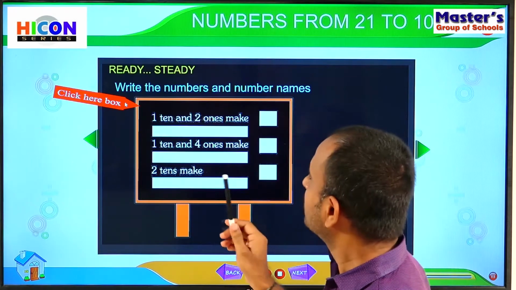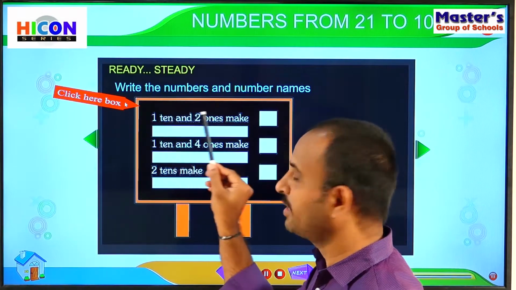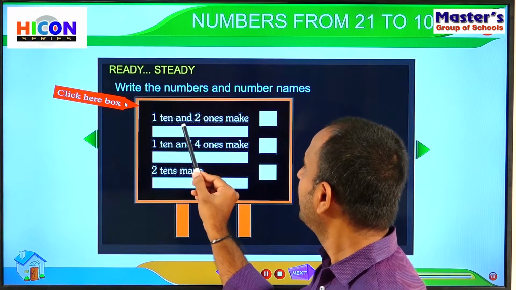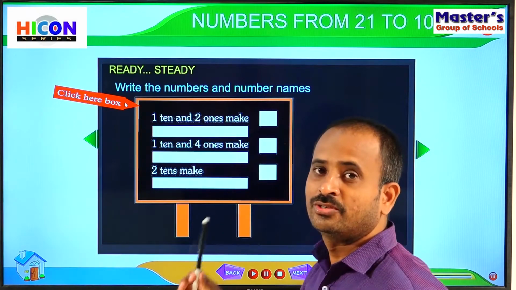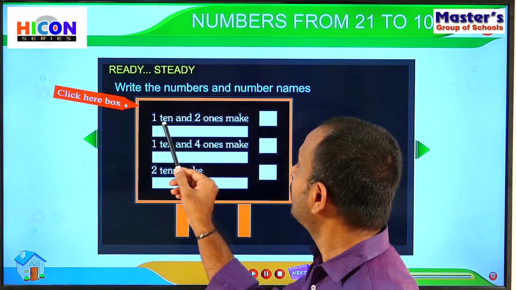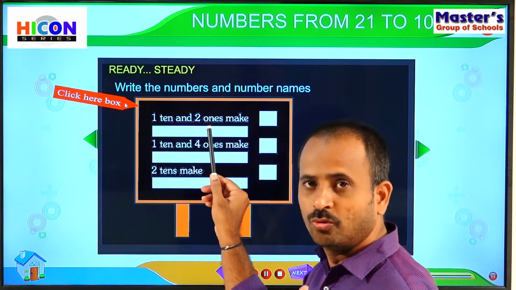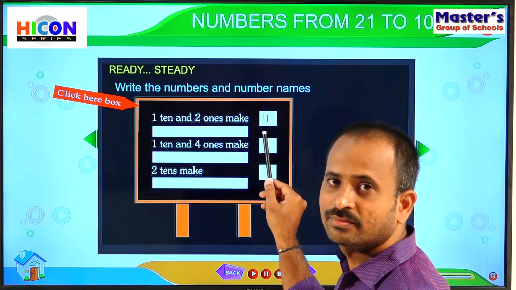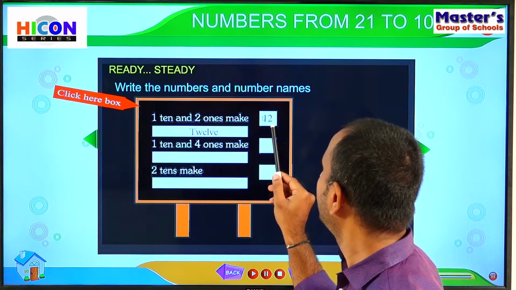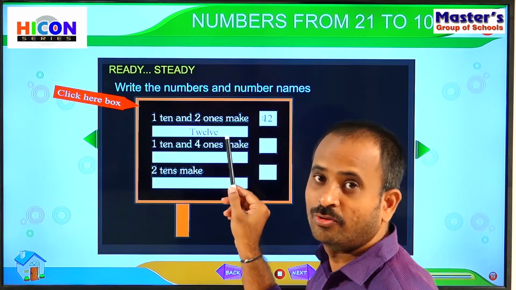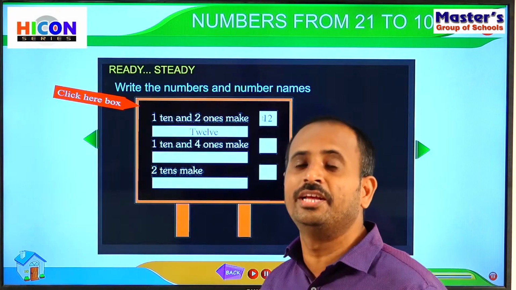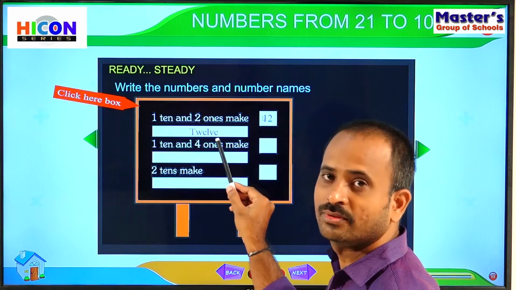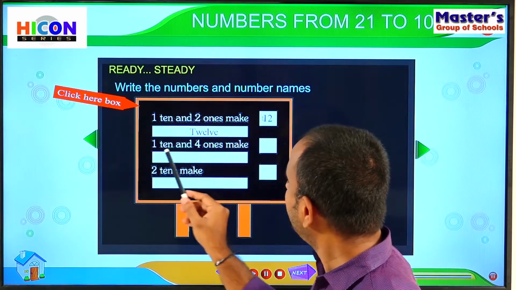Shall we start? See the first one: 1 ten and 2 ones make, children, which number? There is only 1 ten and 2 ones. That makes how much? That is 12. Write 12 here, and the number name is twelve. You have already learned how to write the number names from 1 to 20. So this number is read as twelve. Very good.